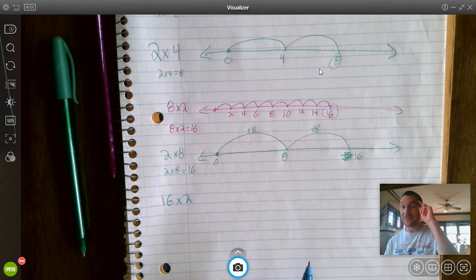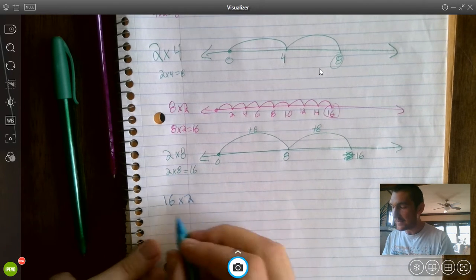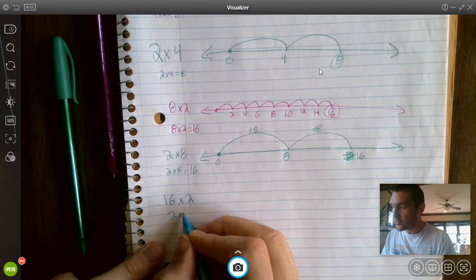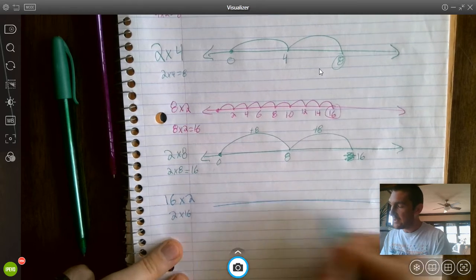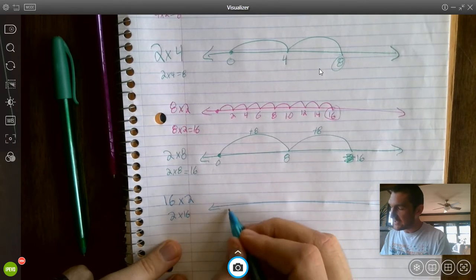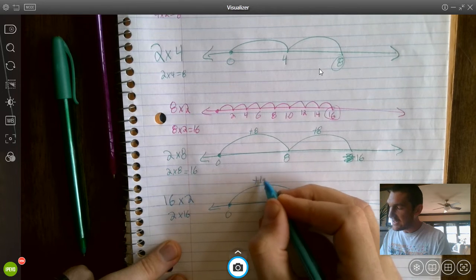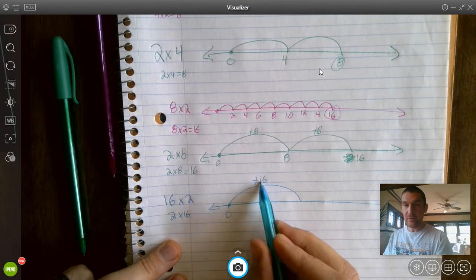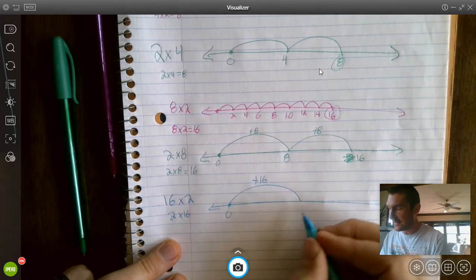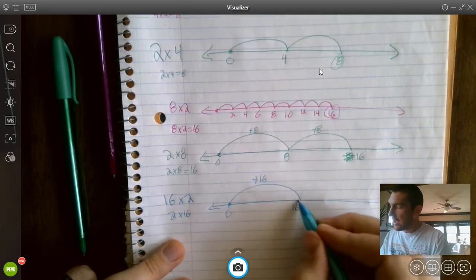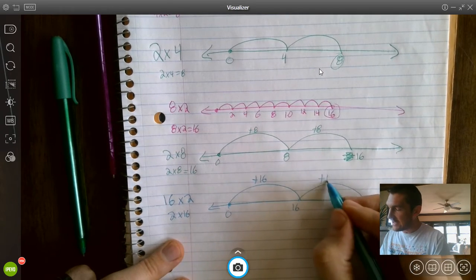So again, I'm going to flip the problem, think about the commutative property, and I'm going to think about this instead of like 2 16s. So 2 big jumps of 16. So if I started 0, 1 big jump of 16. So 0, jump 16. We're adding 16. That'd get me to 16. Another big jump of 16.